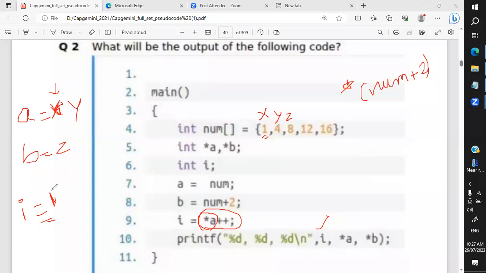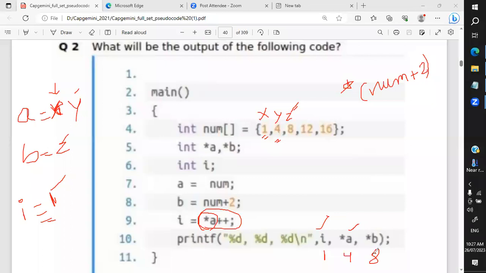After that, we are printing I value. What is I value? 1. That's perfect. Next, we are printing star A. Value at A. What is A? Y right now. Value at Y. What is the value at Y? 4. Then we are printing star B. That means value at B. Value at Z. What is the value at Z? 8. That's why the answer is 148.